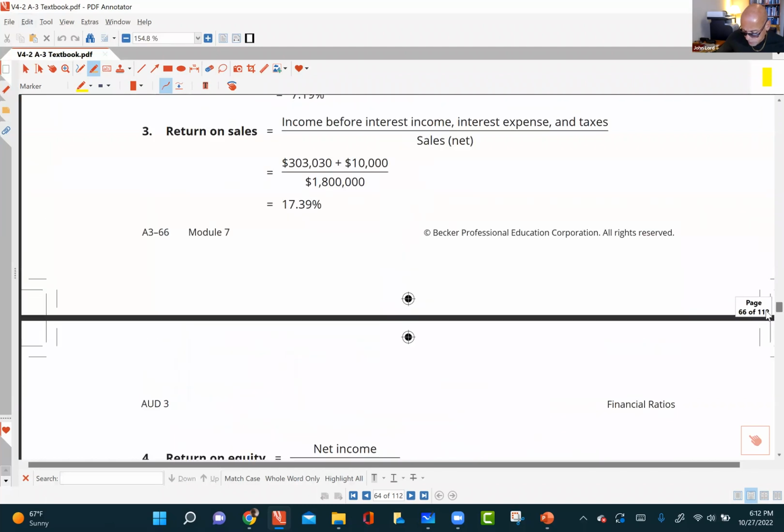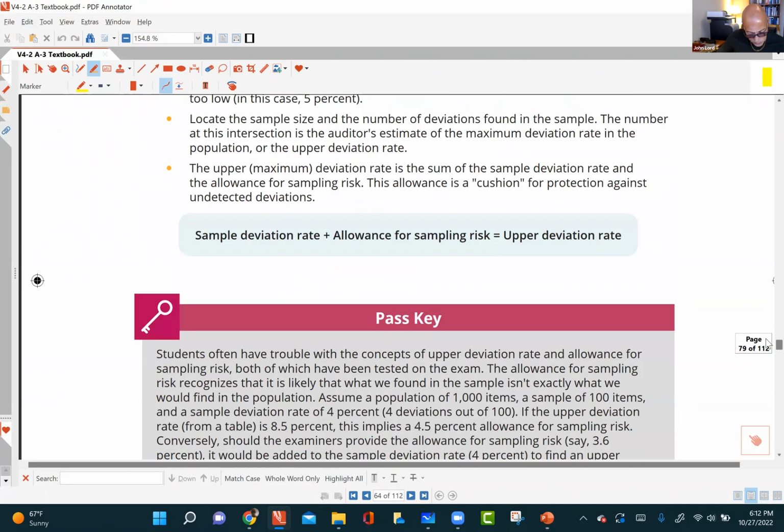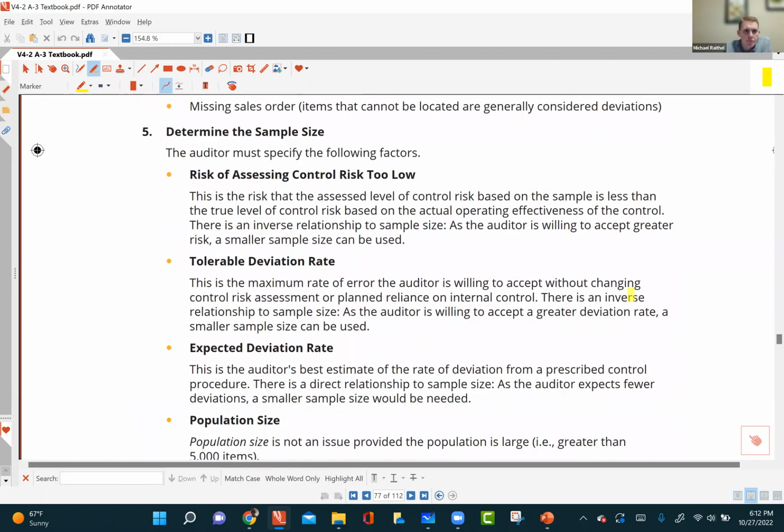Okay. I think we're going to be okay now. What page are we on? Evaluate this. 80. 80, okay.